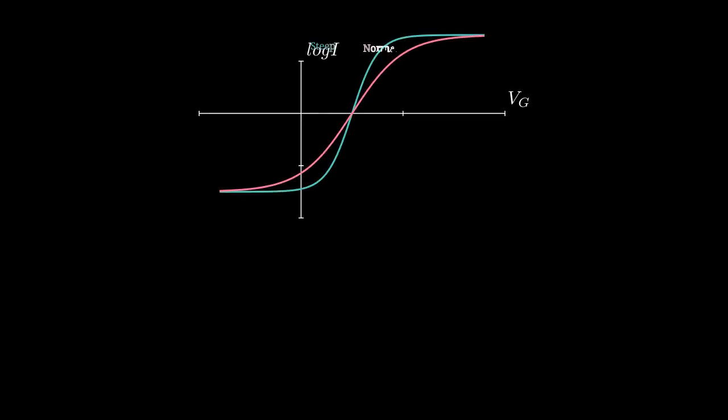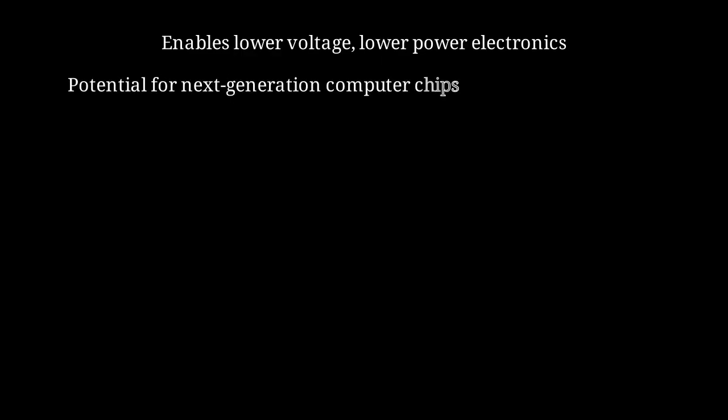This graph compares a steep slope transistor using negative capacitance in blue with a normal transistor in pink, showing much faster switching. This enables operation at lower voltages and dramatically reduced power consumption in electronic devices. This technology has tremendous potential for next-generation computer chips that are faster and more energy efficient.